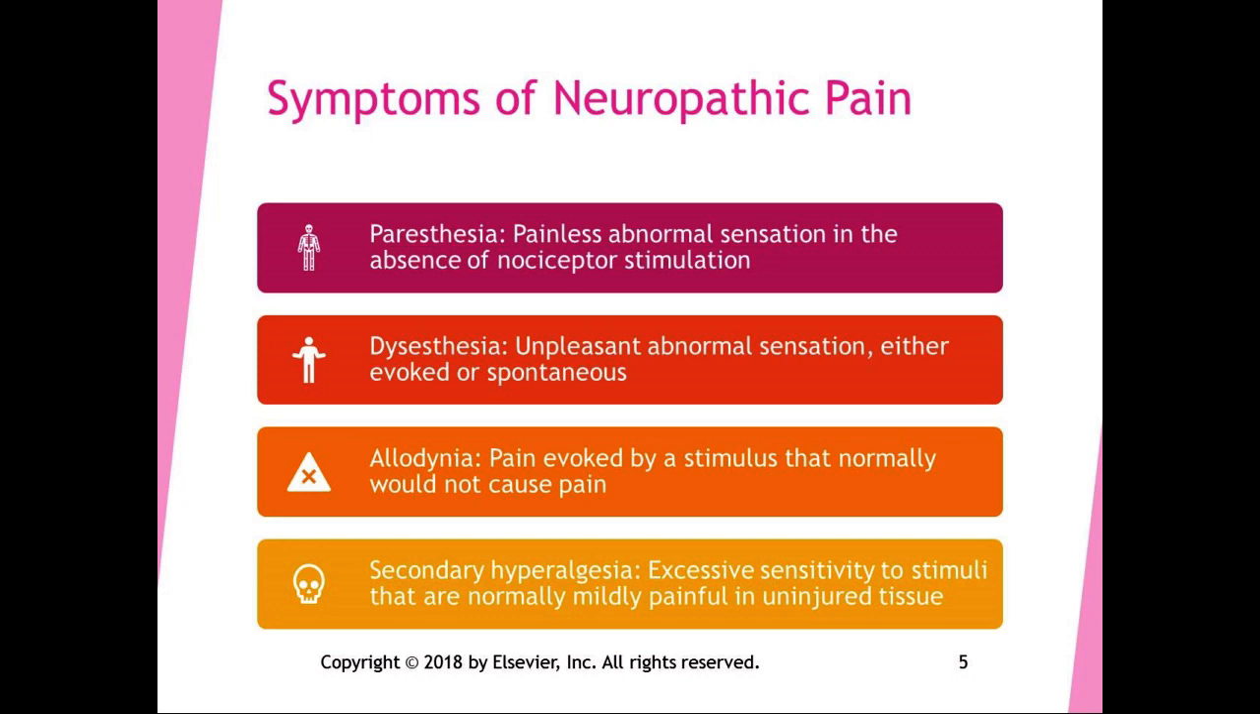Secondary hyperalgesia is excessive sensitivity to stimuli that are normally mildly painful in injured tissue. So like the sharp end of a probe, it's normally mildly painful. In secondary hyperalgesia, it's extremely painful. So excessive pain. So there is a little table in the module that talks about different tests and what the normal response is and what the neuropathic response is. I don't expect you to know that necessarily. I want you to know the definition of these different things. But sometimes looking at the testing gives you a better appreciation of the definition of them.